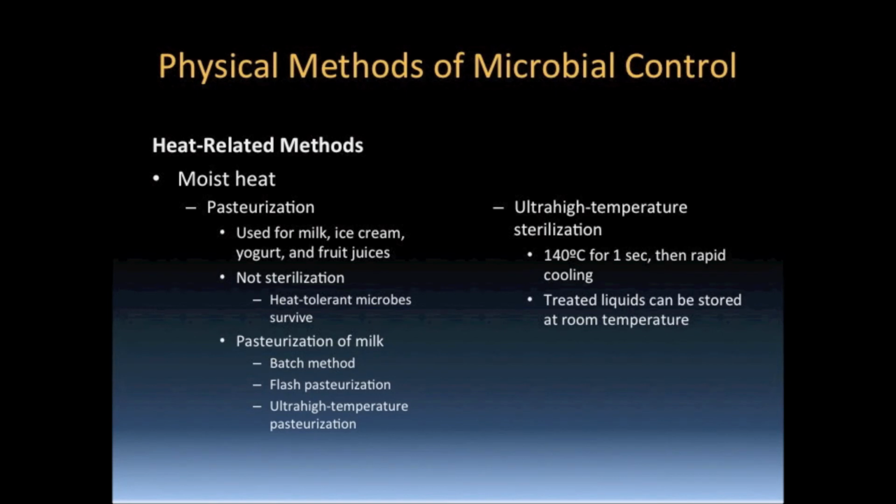Ultra-high temperature sterilization is accomplished by heating the liquid to 140 degrees Celsius for 1 to 3 seconds, followed by rapid cooling. This rids the liquids of all living microbes. The sterilization of the liquids allows them to be stored at room temperature for several months without microbial spoilage. This method of processing milk is popular in Europe and necessary in developing countries. It is also used for dairy creamer that is packaged as single servings for restaurants.